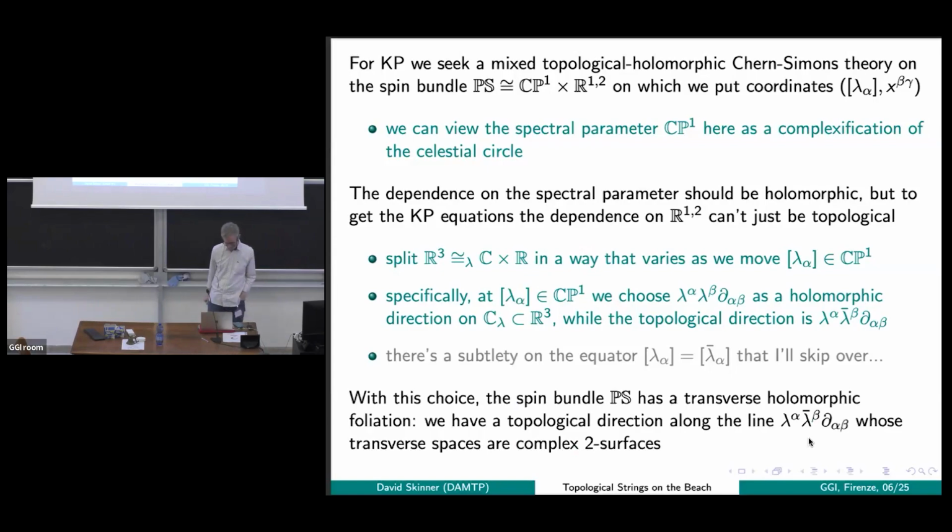So with this choice, the spin bundle, this 5-dimensional space, which is just S^2 or CP1 cross R^3, has got a transverse holomorphic foliation. At each point, we've got a topological direction, and the planes transverse to that are locally copies of C^2, the rest of the Riemann sphere direction, together with this complex plane sitting inside R^3.